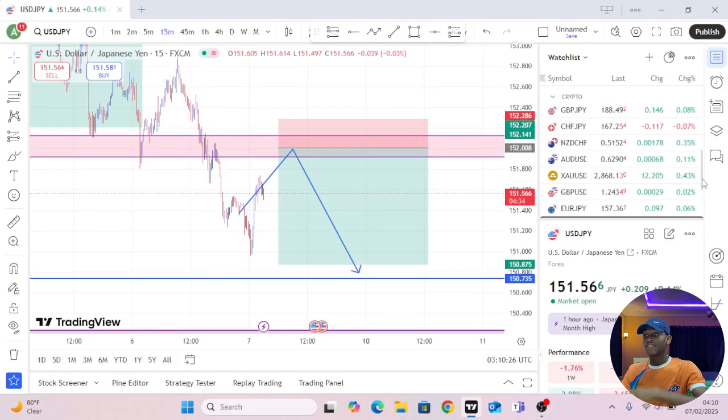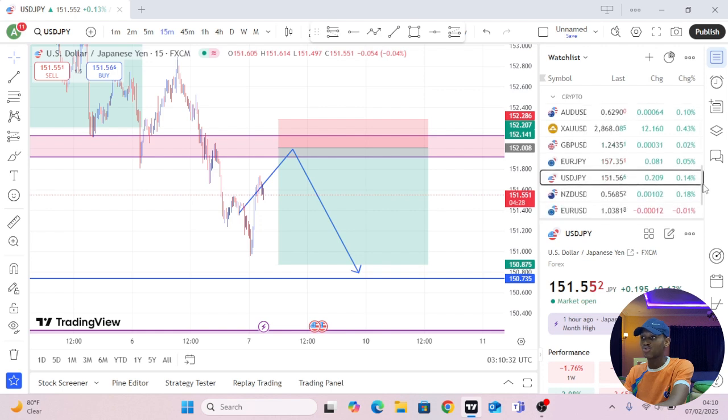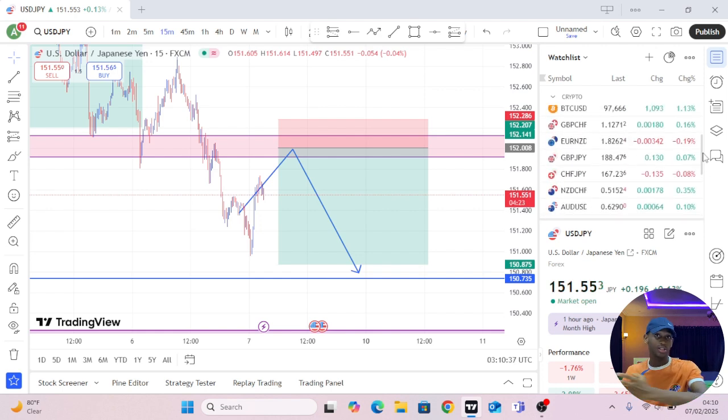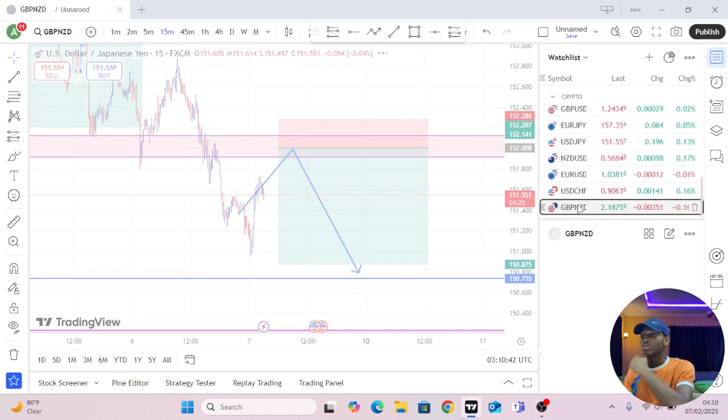So this is my FX charts and my FX screen. I would want to do a quick analysis and run you through the trades I'm expecting and how much I'm expecting to make from it. We're going to start from the very bottom, GBPUSD.